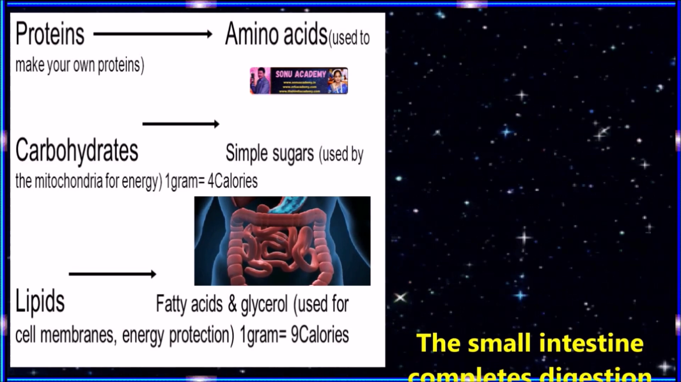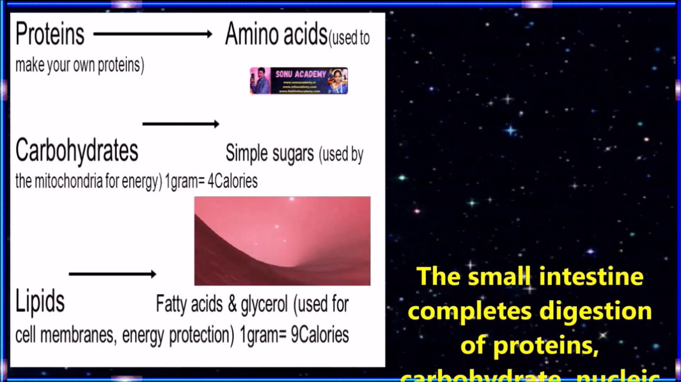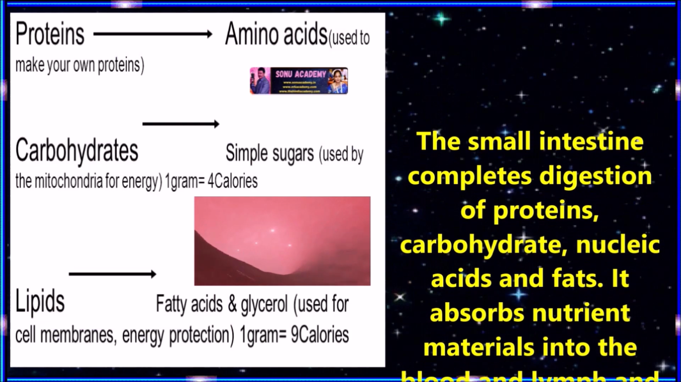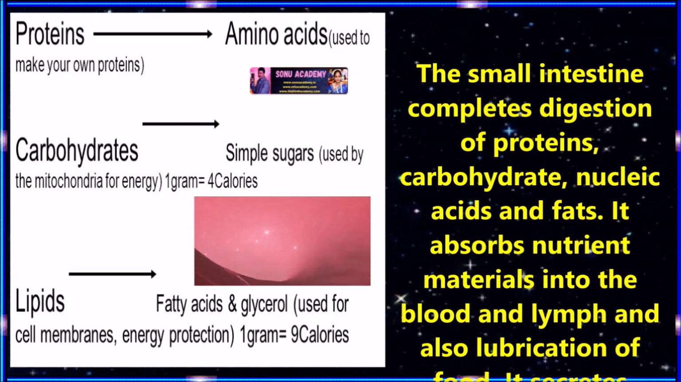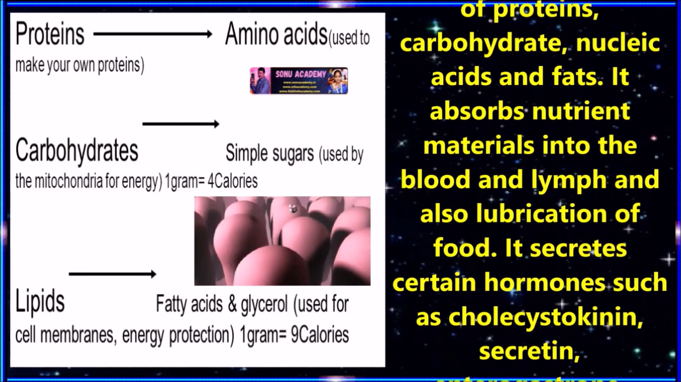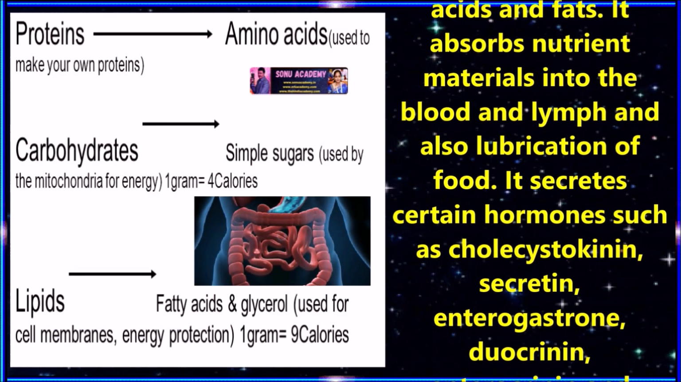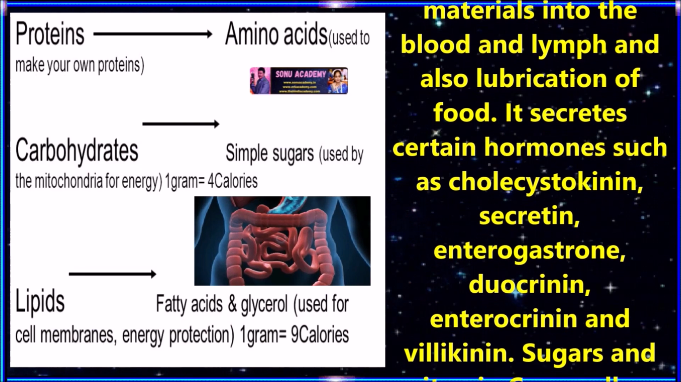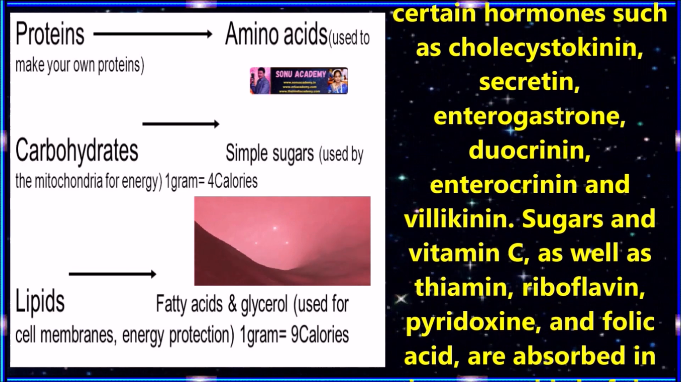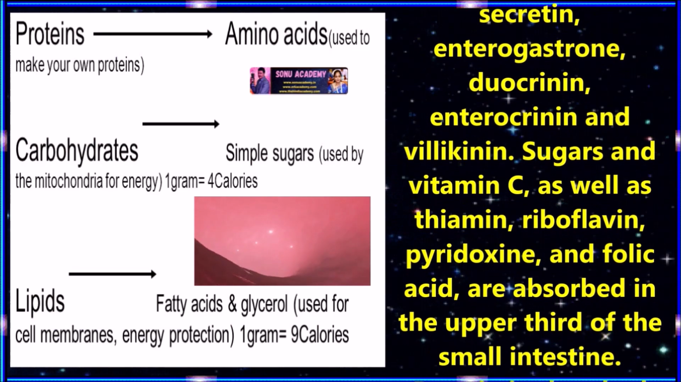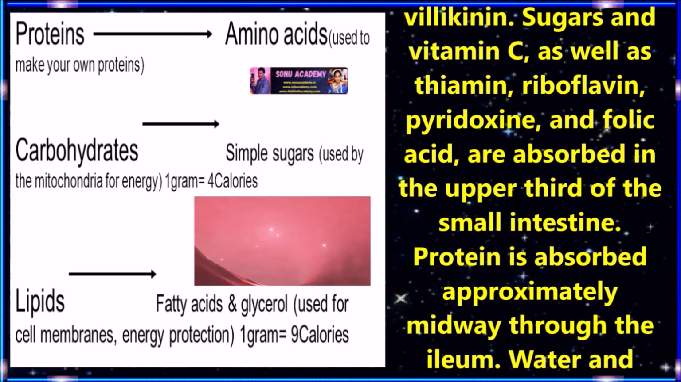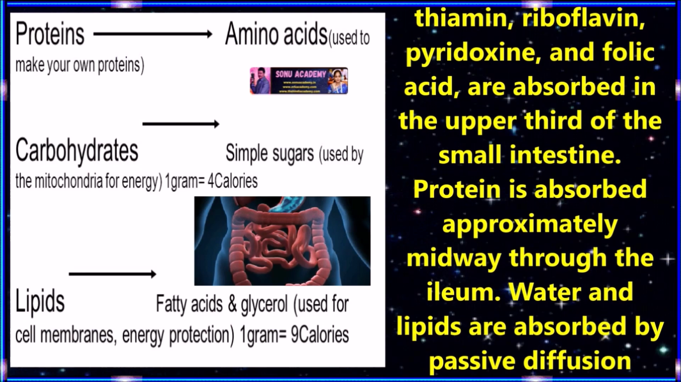Now let us discuss the functions of the small intestine. The small intestine completes the digestion of proteins, carbohydrates, nucleic acids and fats. It absorbs nutrient materials into the blood and lymph, and it also secretes certain hormones such as cholecystokinin, secretin, enterogastrone, duocrinin, enterocrinin and villikinin.